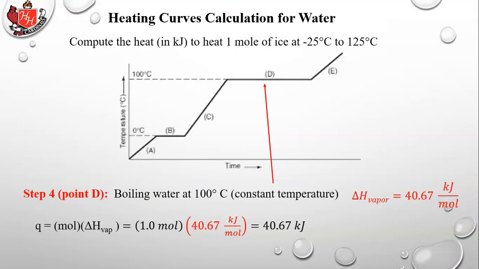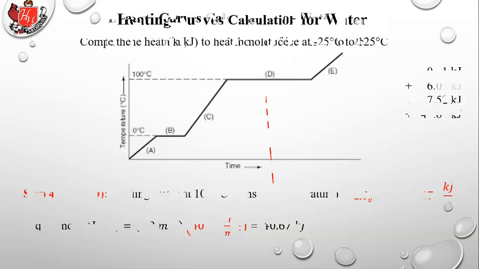Now we're moving on to point D. This is where the water is boiling into steam, and we use the heat of vaporization, which is 40.67 kilojoules per mole. And there we have 1 mole times that number, and that's going to give us 40.67 kilojoules to boil away our 1 mole of water. And so we add that to the running total that we have in the upper right. Now we move on to our final step.